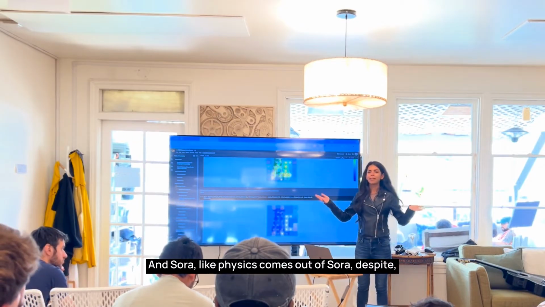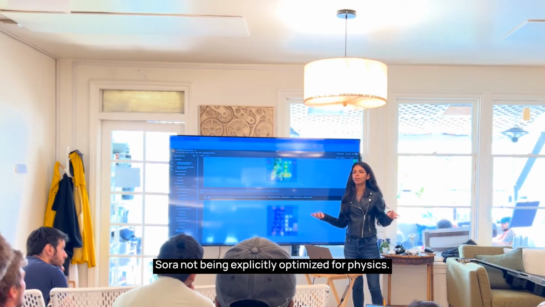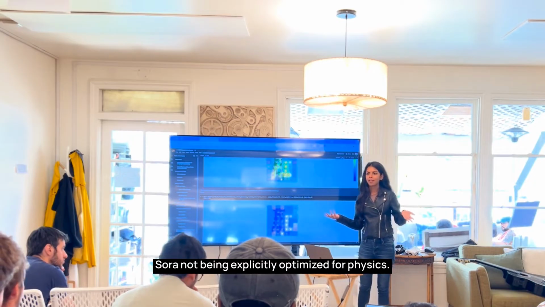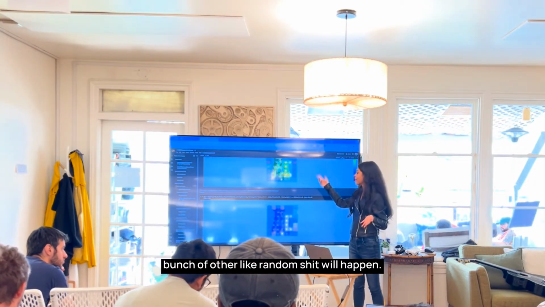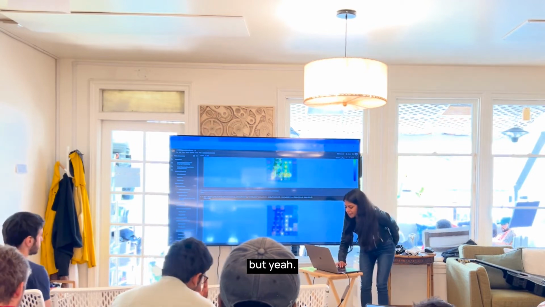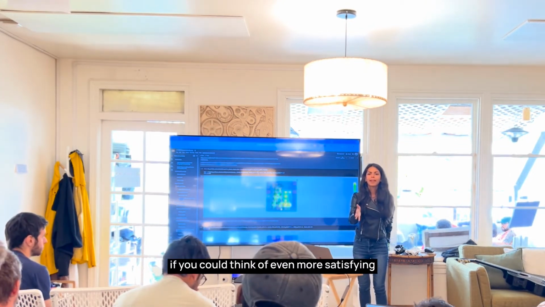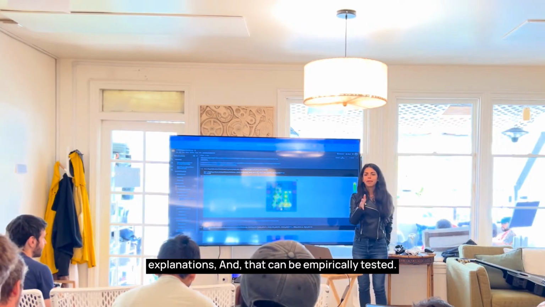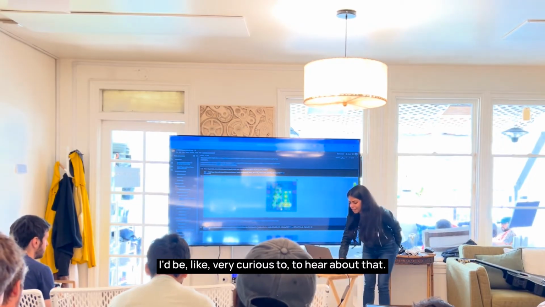And Sora, like physics comes out of Sora, despite Sora not being explicitly optimized for physics. So if you're optimizing for some objective, a bunch of other random things will happen. Maybe this is an AI safety problem, I don't know. But if you could think of even more satisfying explanations that can be empirically tested, I'd be very curious to hear them.